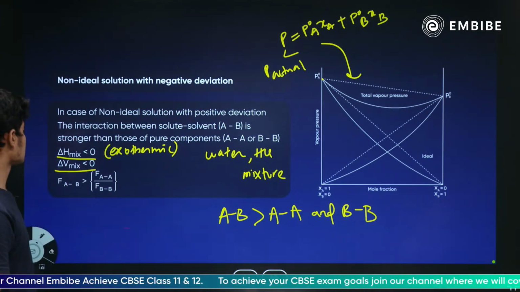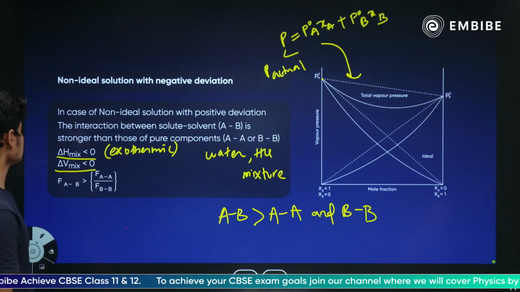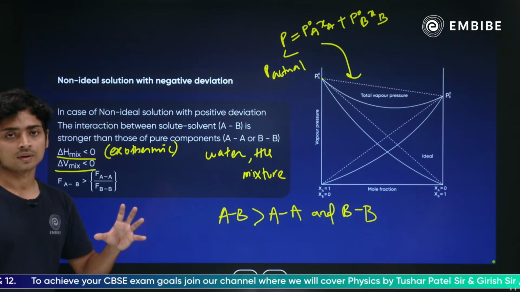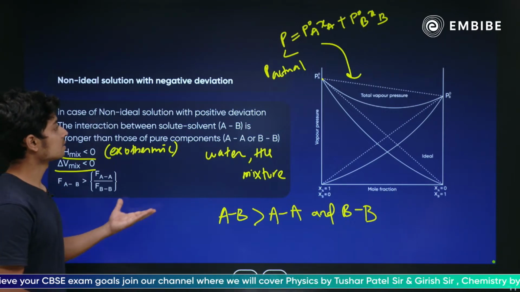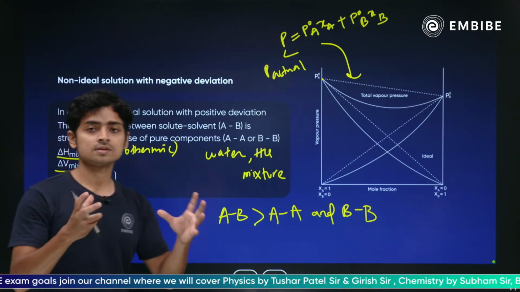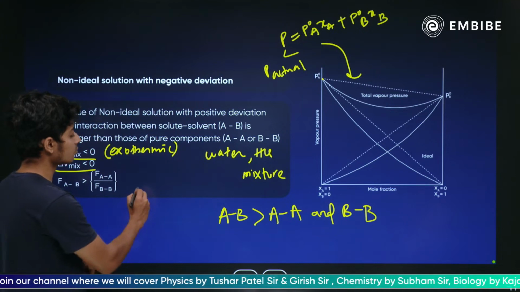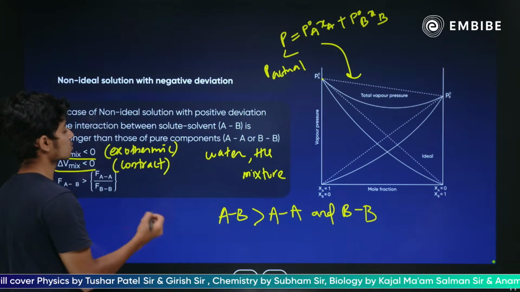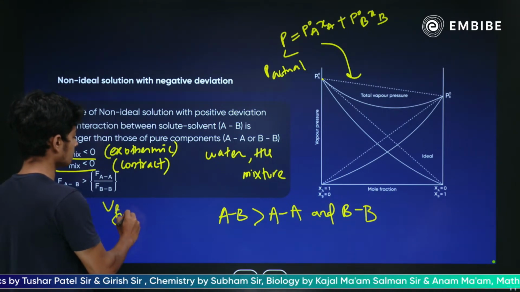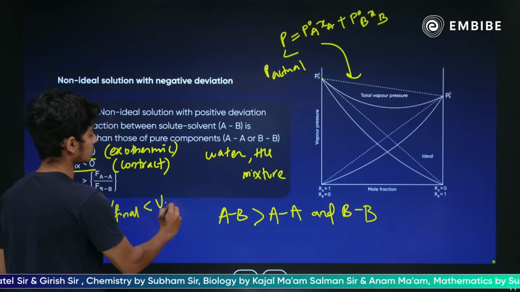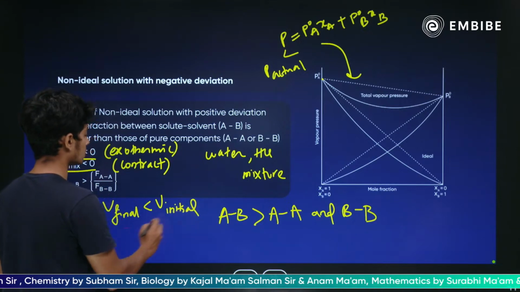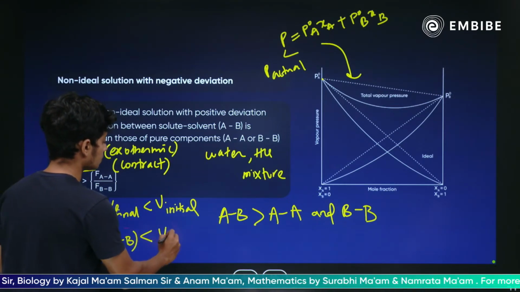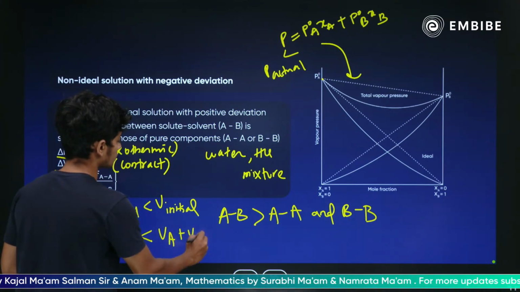Okay. Delta V mix is negative, because the solution will contract. So what happens in the case of negative deviation? Since the forces are stronger, the volume contracts, the solution will contract a bit. So your V final will be less than V initial, or your V of AB will be less than V of A plus V of B.